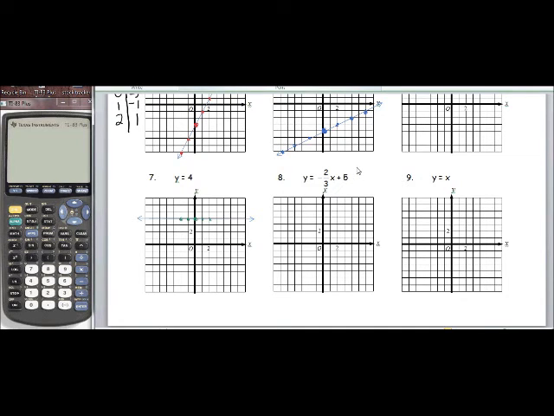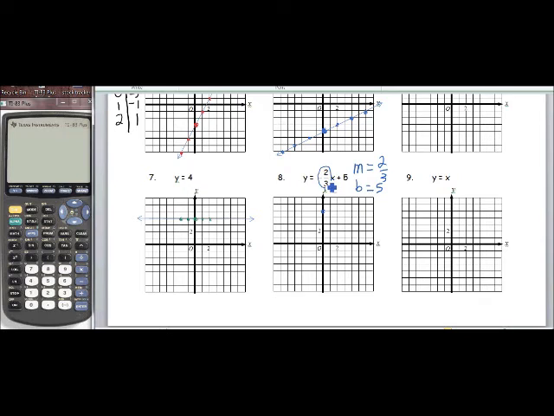I can write here my m value is negative 2 over 3. I got that right here. It's the coefficient of x. My b value is positive 5. Okay, so B is for beginning. So I'm going to begin at number 5 on the y-axis. So 1, 2, 3, 4, 5. Going to put that point right there.